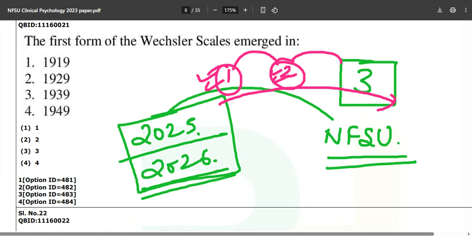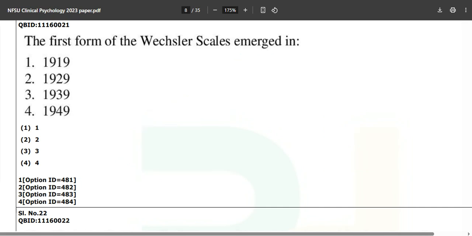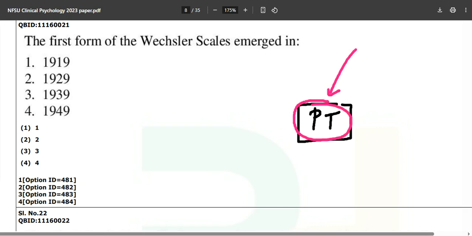Now, first of all, we are dealing with question number 21. We have already covered 20 questions. Let's start. The first form of the Wechsler scales emerged in. Now the question is from your portion of psychological testing from your syllabus, and the next 3-4 questions we are going to see are directly from your psychological testing syllabus once again.